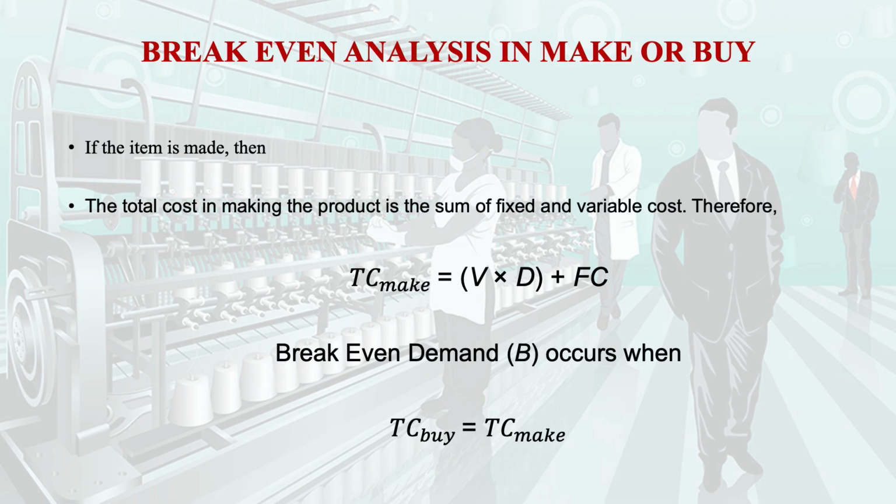Now if the item is made, then definitely the total cost will be the sum of fixed cost and variable cost. Therefore, total cost in making the product will be V into D, V being the variable cost multiplied by demand, added to the fixed cost. So when the break-even demand B occurs, the total cost for buying should be equal to the total cost of making. That is the point where one has to decide whether to buy or to make.